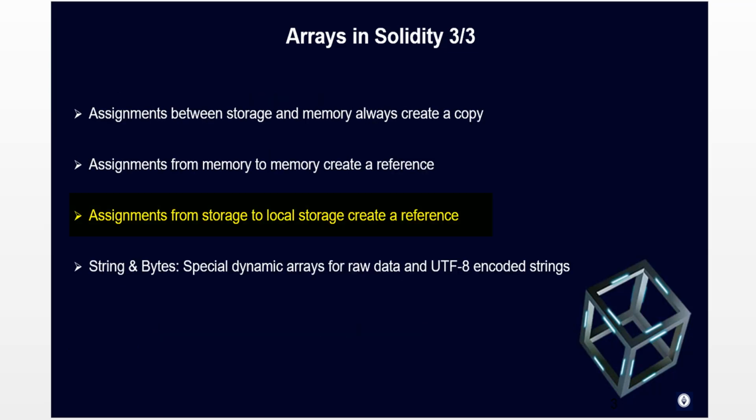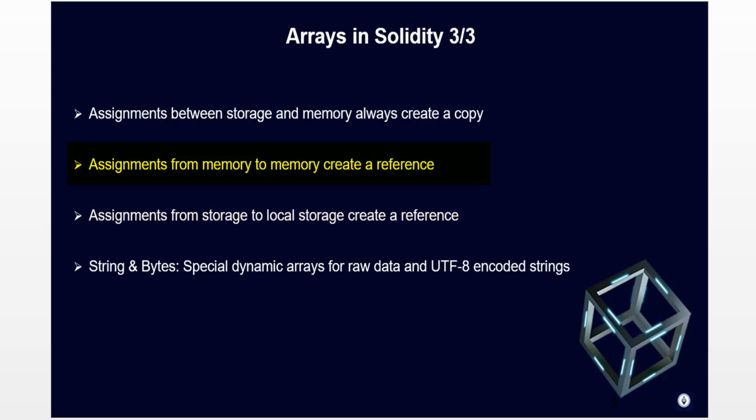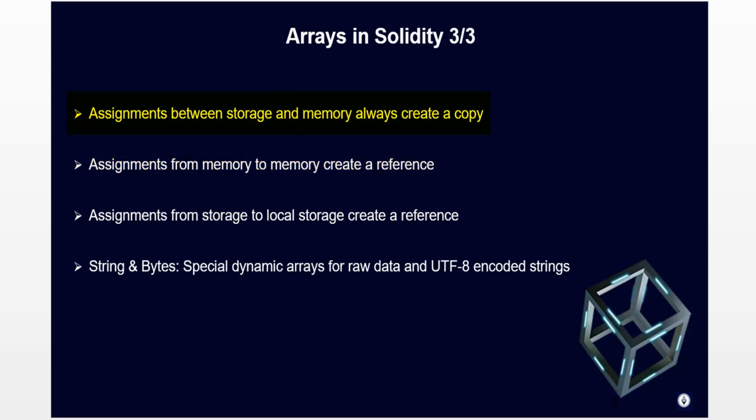As you already know, arrays are reference types, and when you assign between two reference types, you're passing an address that points to the corresponding data location instead of directly copying the data. So assignments between two storage arrays create a reference. Assignments between two memory arrays also create a reference. But assignments between a storage and a memory array create a copy. That's the exception to the rule.